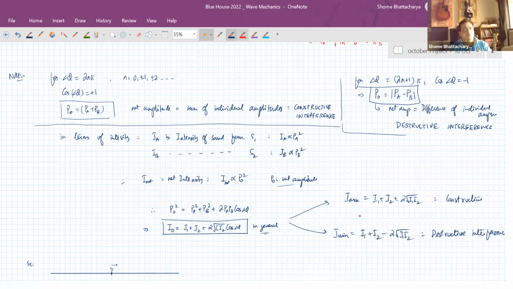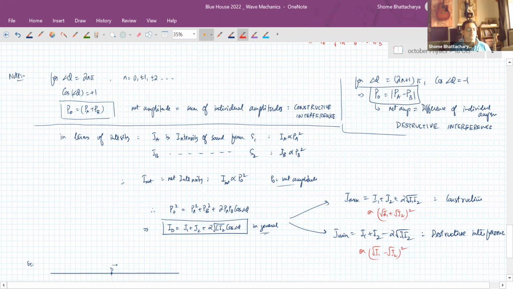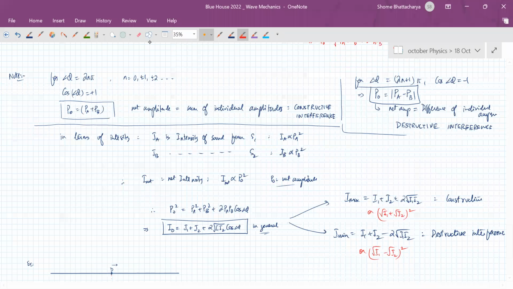Okay. So incidentally, this can also be written as square root of I1 plus square root of I2 whole square. And this can also be written as square root of I1 minus square root of I2 whole square. This is just another way of expressing the maximum and minimum possible intensity. And in general, for any value of delta phi, the intensity becomes like this. Just make a note of this, people.